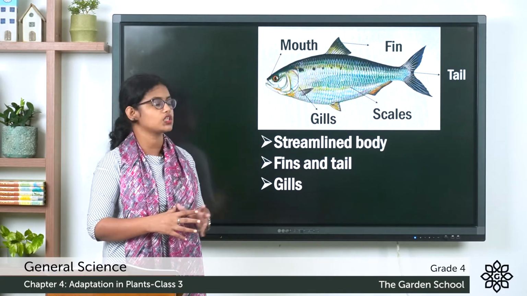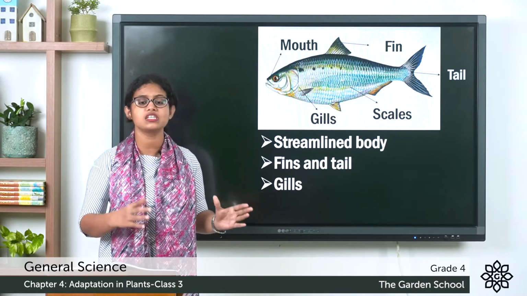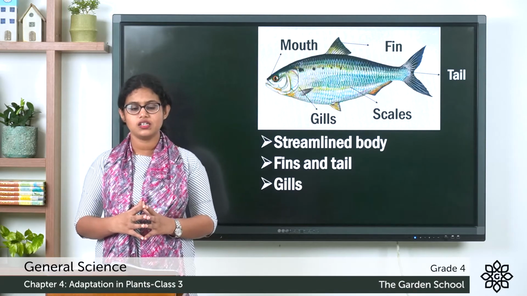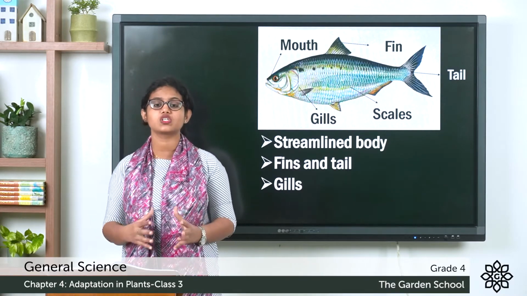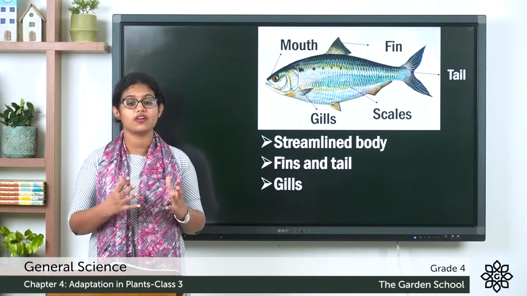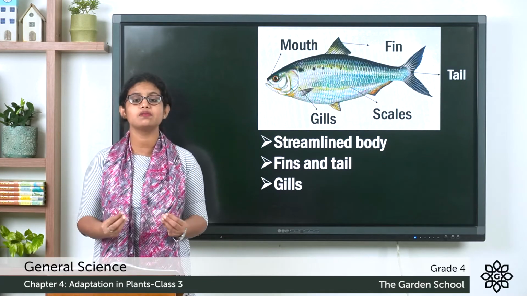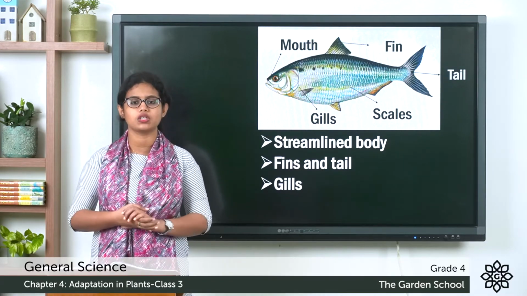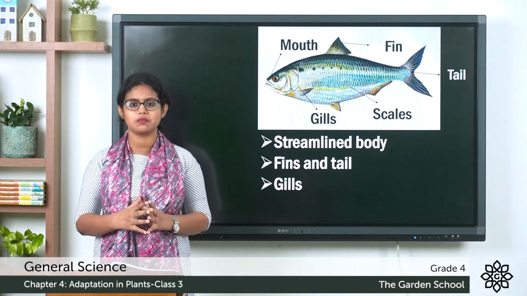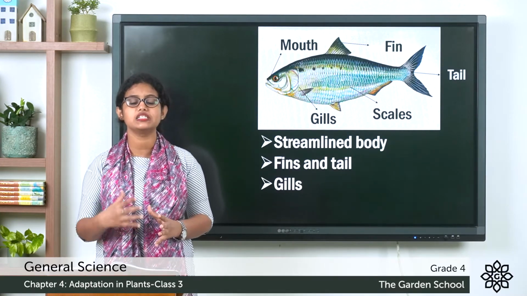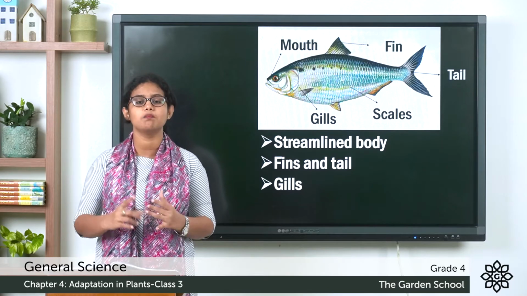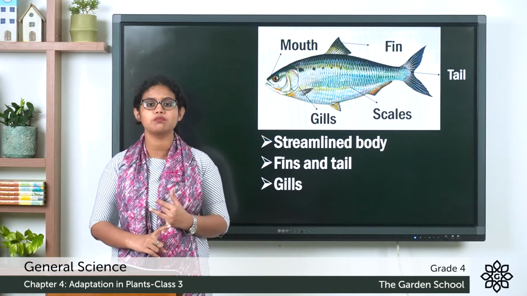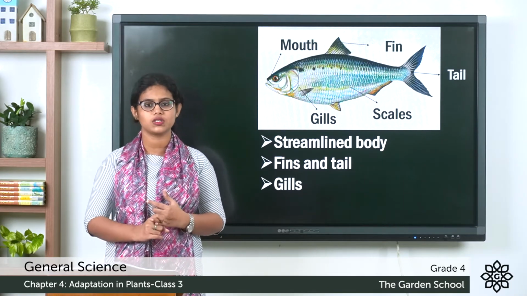You can see the picture here. They have many fins and a tail that help them to swim in water. So you can see fish swim in water. Their fins and tail help them to swim, and at the same time, they help them to maintain body balance.